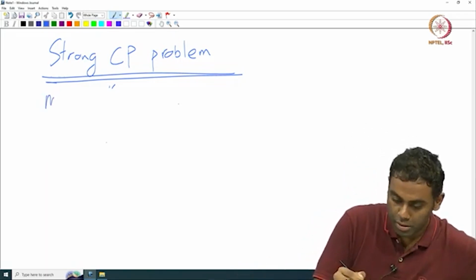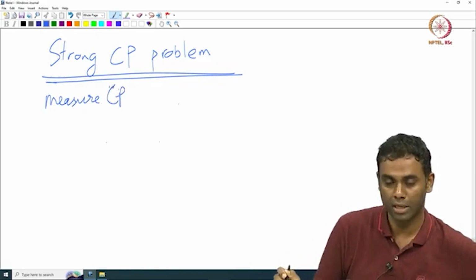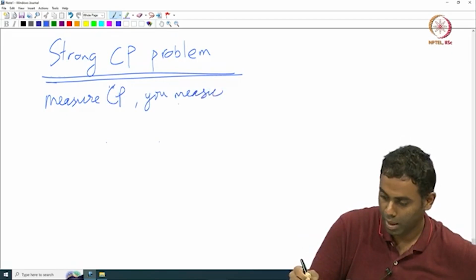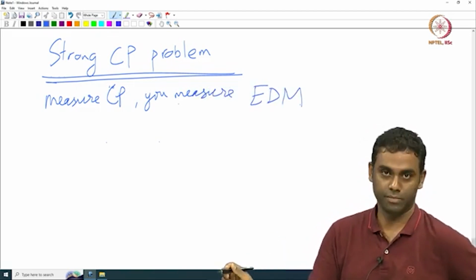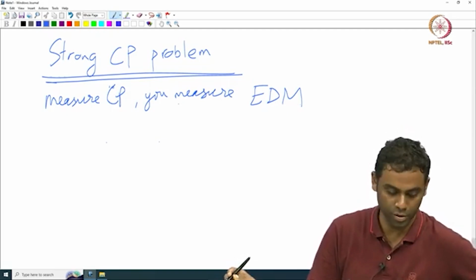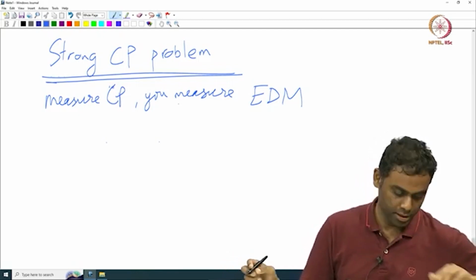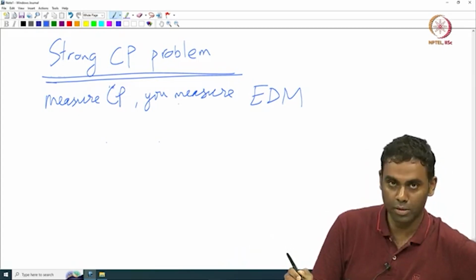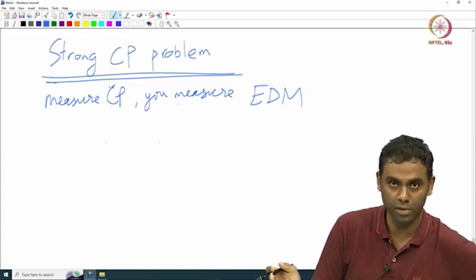To measure CP in a system, you measure the electric dipole moment of that state. Just take this from me for now. In the next lecture we are going to see why this is the case. So let us take a neutron. In a neutron you have one up quark and 2 down quarks, correct.